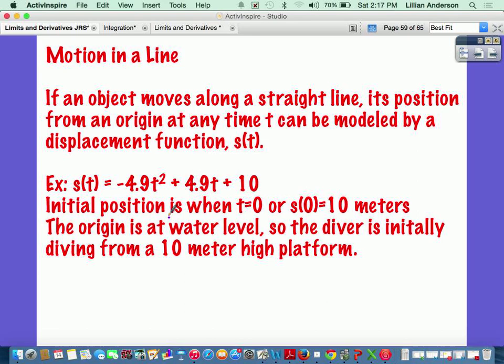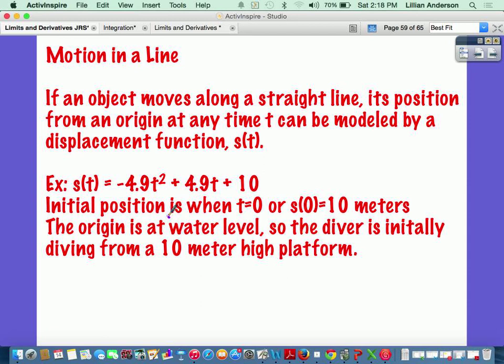If an object moves along a straight line, its position from an origin at any time t can be modeled by the displacement function s of t. Remember, I was telling you position and displacement are the same thing. For example, s of t equals negative 4.9 t squared plus 4.9 t plus 10.